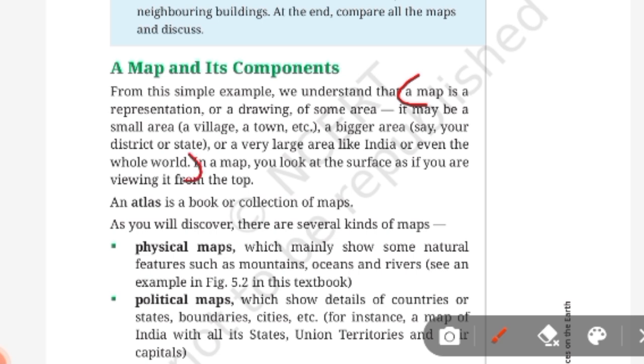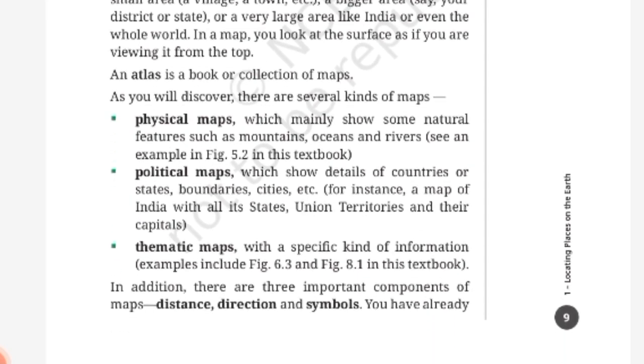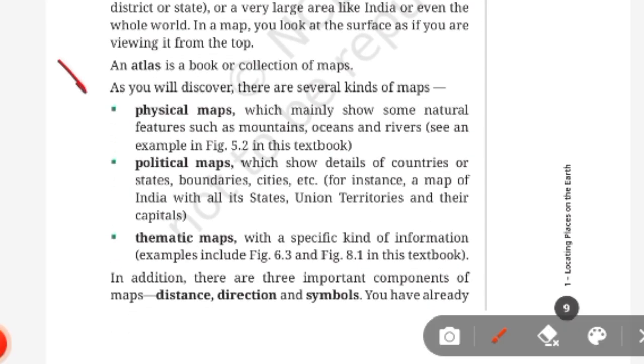In a map, you look at the surface as if you are viewing it from the top. An atlas is a book of collection of maps. So this is also important. Make a star. An atlas is a book or collection of maps.